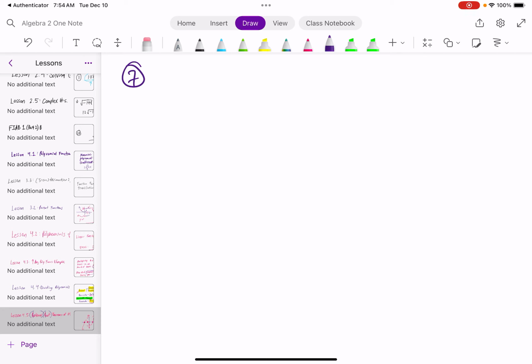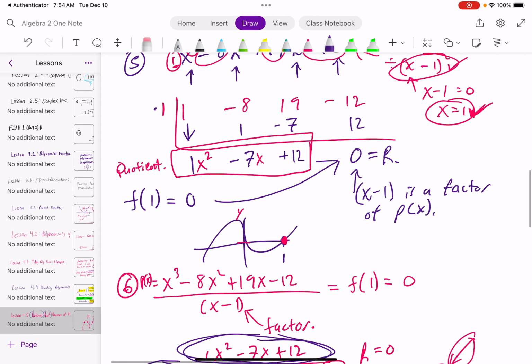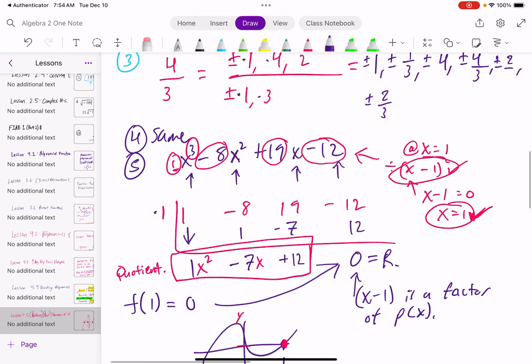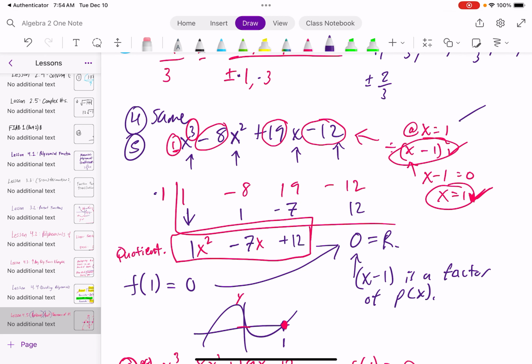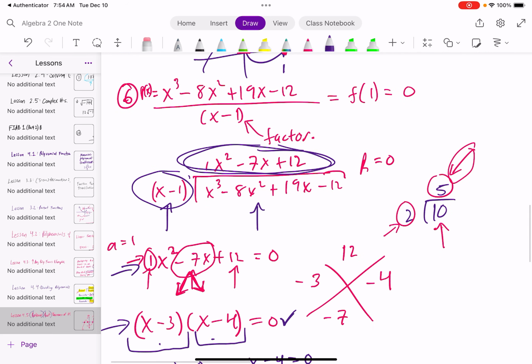Number 7 says to write the function in factored form. Well, at first we had an x minus 1, right? Here it is, and there it is. Remember they said x was 1, so therefore you have a factor of x minus 1, because if you set that equal to 0, you get what you had. So here's an x minus 1. As you can see, here's the x minus 1.